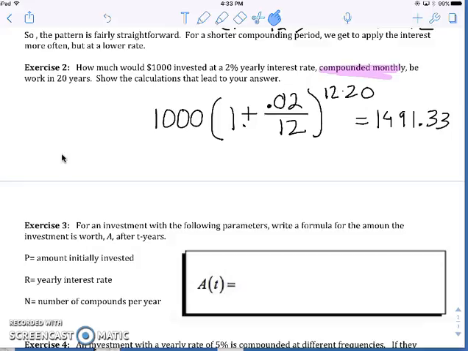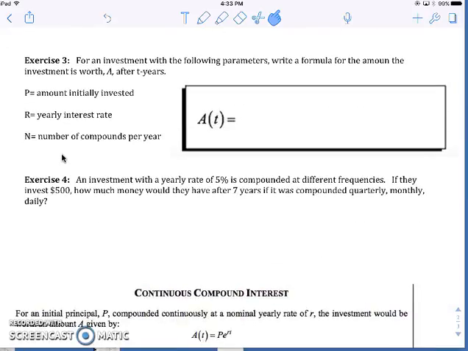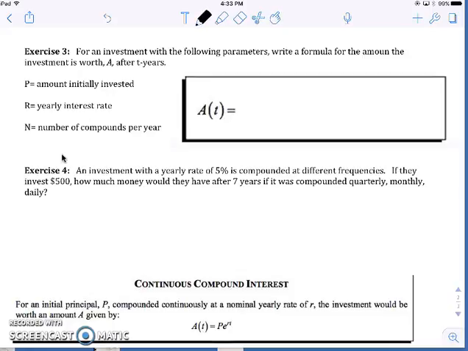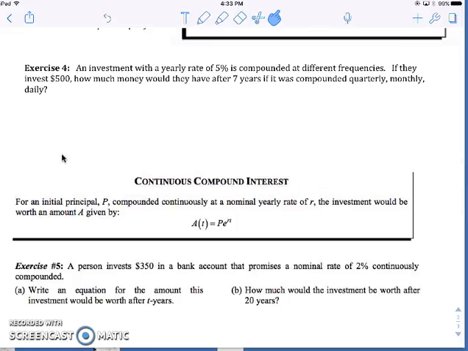So on this back page here, we're coming up with our formula. The total amount is our principal, the amount we invest, times 1 plus our yearly interest rate, so our rate, divided by how many times we compound it, n, to the power of n times t. If we take a look at number 4, an investment with a yearly rate of 5% is compounded at different frequencies: quarterly, monthly, and daily.